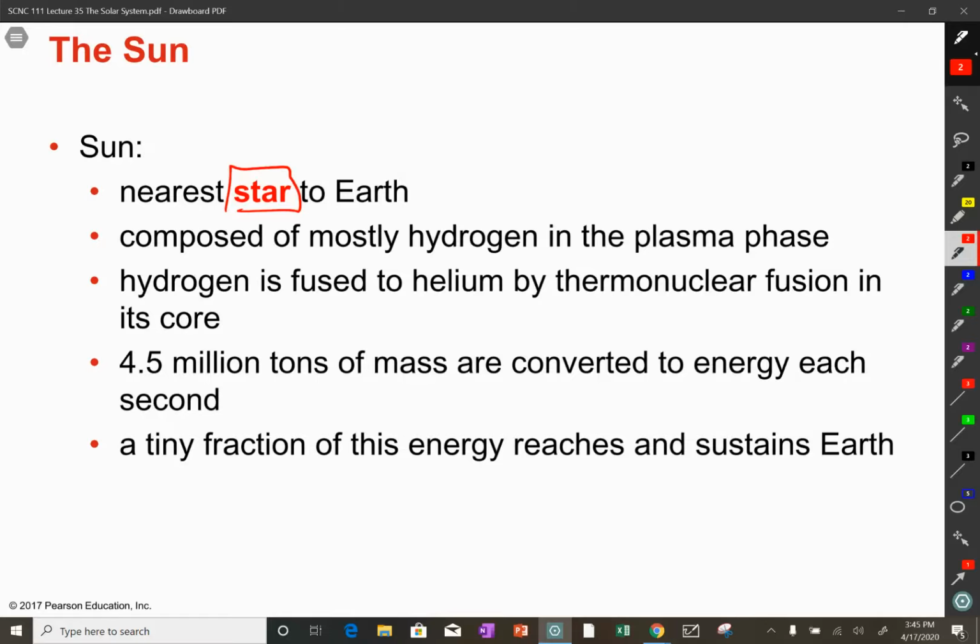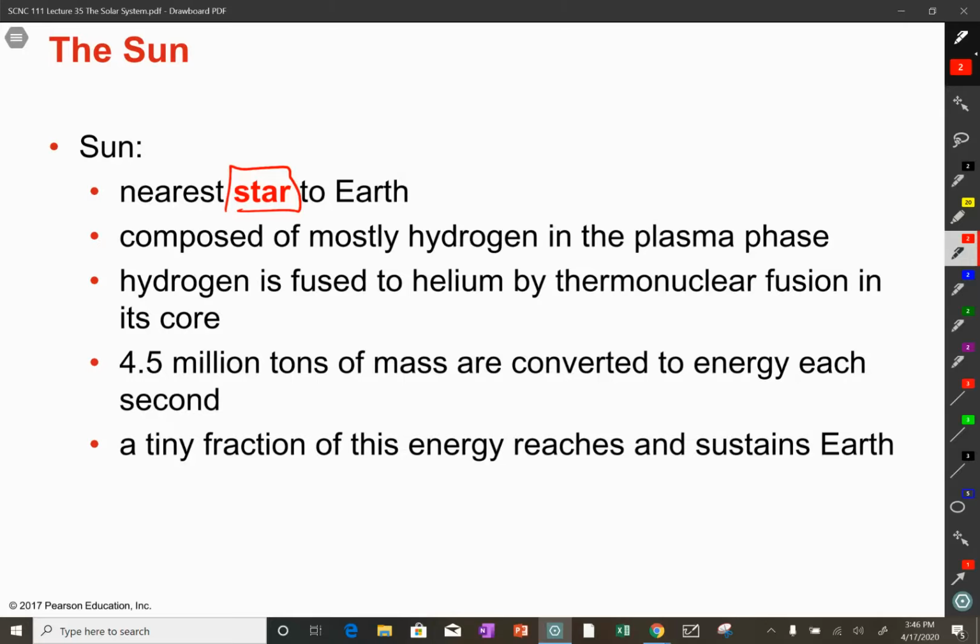The sun, it takes light about 8 minutes to get from the sun to us. Whereas the nearest star other than the sun, it takes light over 4 years to get to us. So you can see the sun is way, way closer. And because it's way, way closer, we see it much differently. And we can do a lot more study and understanding of the sun.